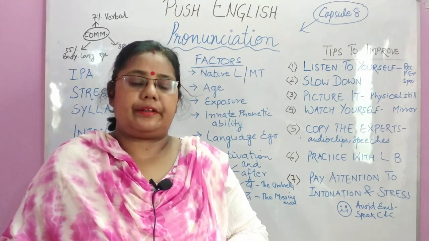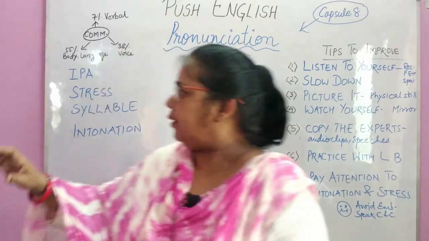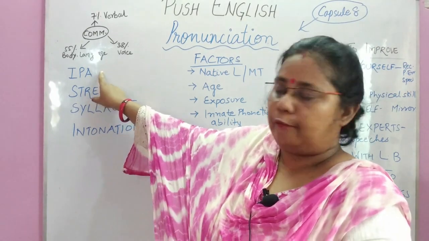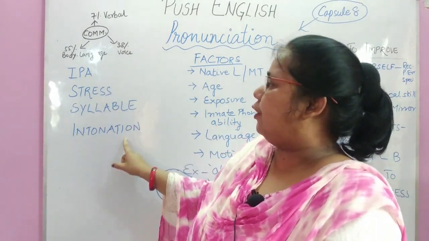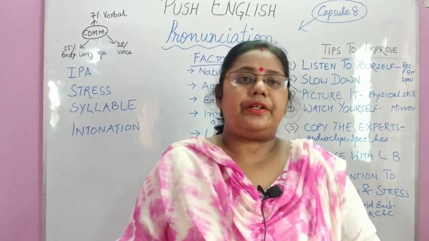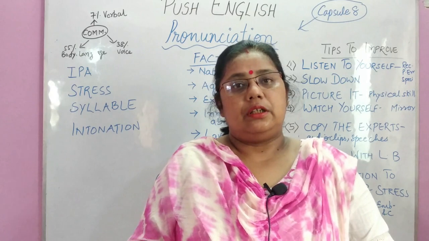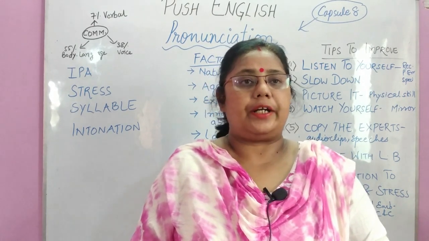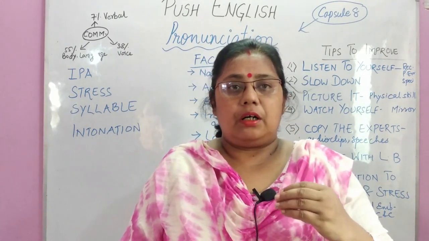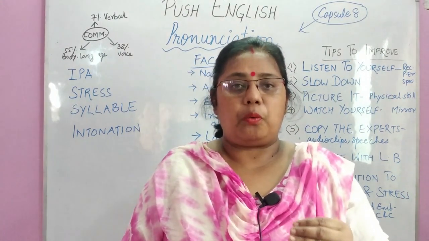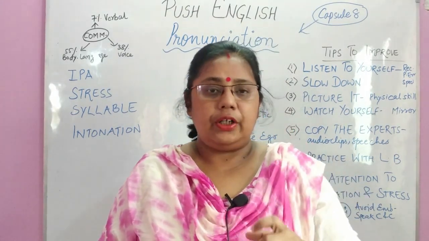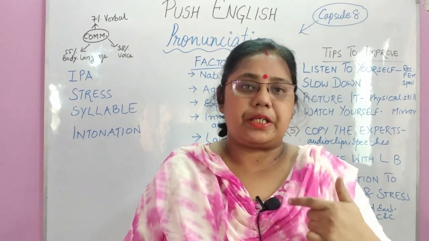So before beginning anything, let me tell you about these 4 terms: IPA, which is called International Phonetic Alphabet, stress, syllable and intonation. I'll take it up one by one. Now what is IPA? This International Phonetic Alphabet is a list of phoneme chart. It is a phoneme chart actually, which allows you to reproduce the phonetic of a particular letter or a word in writing. Okay, so you get a record of it, so it becomes very easy how to speak it.